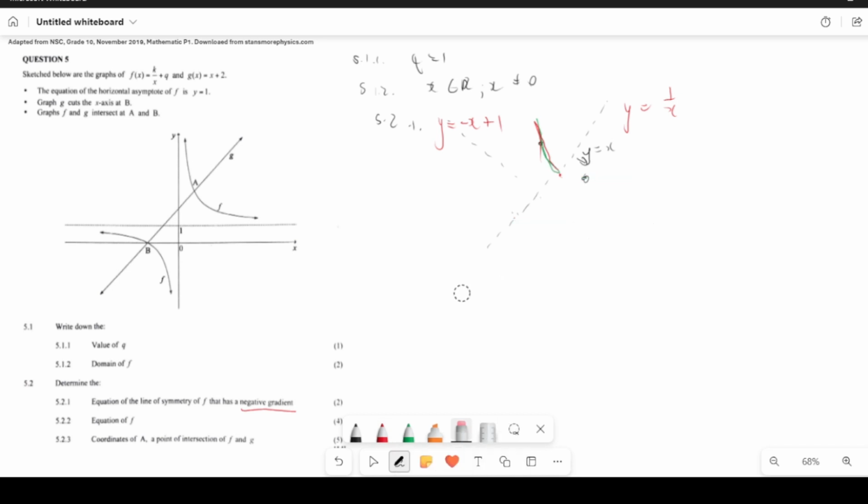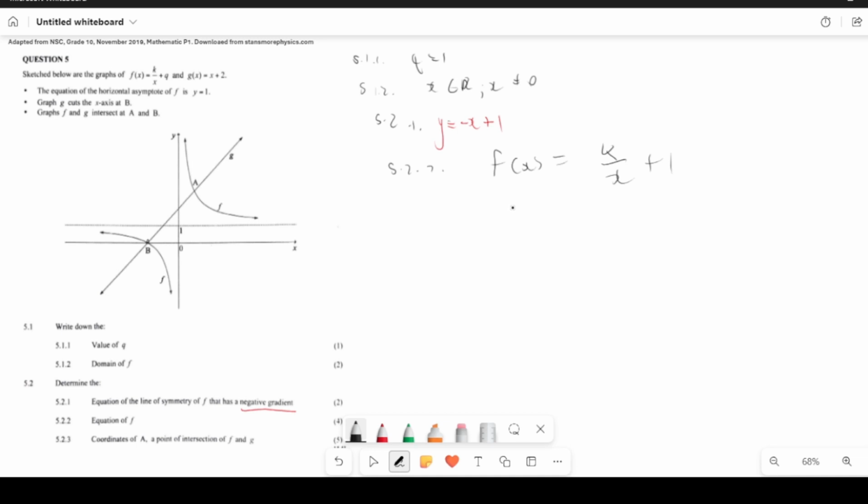The equation of f. Now, if we're trying to define the equation of f, we would need to find at least a point that lies on the curve. Remember, so far, we have this. So we just need to find a coordinate that lies on the curve, and we'll be able to find the value of k after substitution. So we know that B lies on the curve, right? And it so happens that B coincides with, or rather lies on, the graph of g, and it's the x-intercept of g.